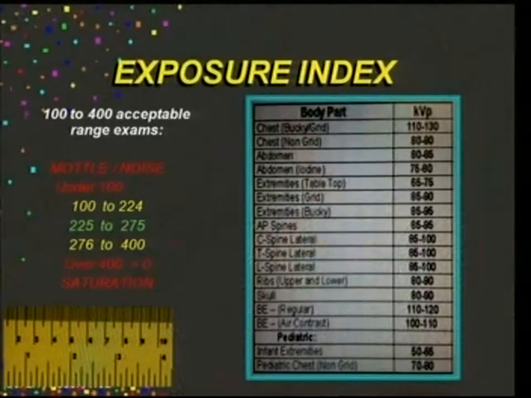So if you look at this exposure index and you kind of divide it into 4, I've given the red areas as your danger zones. Under 100 on the scale is too light, or it's going to give us mottle or image noise. And over 400 will give you saturation. And if you look at the green area in the middle, that's your ideal range. That's what you want to aim for, so to speak, when you're making your technique.